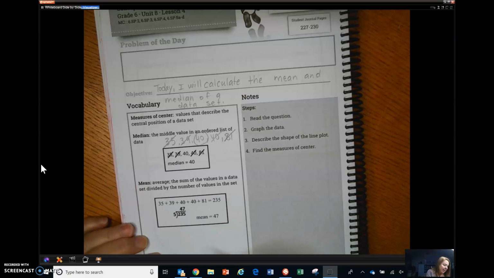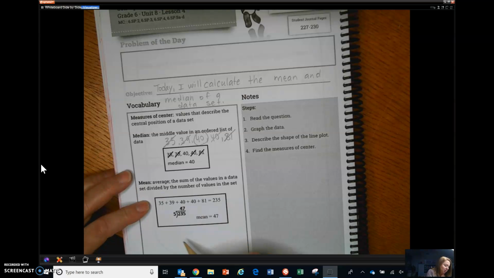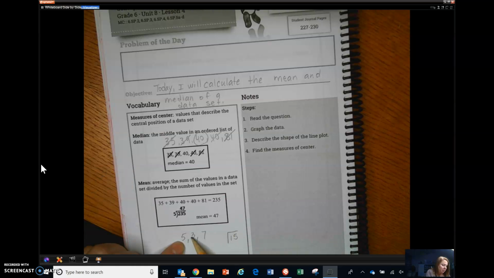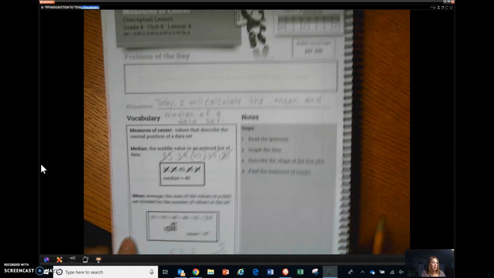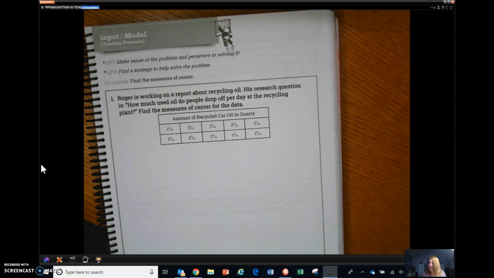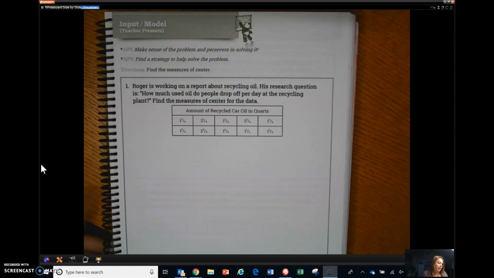So if I had a data set, we'll do an easier one: 5, 3, and 7. If I add 5 and 3 is 8, and then plus 7 is 15, divide by the numbers I have, 1, 2, 3. 3 goes into 15 5 times, so the mean equals 5. Pretty simple. All right, so the same exact work that we did yesterday.